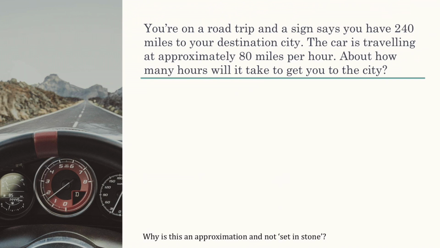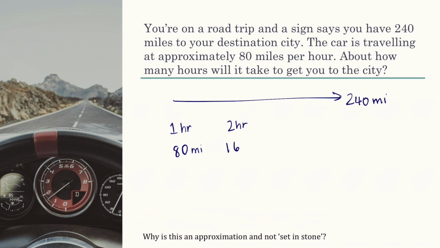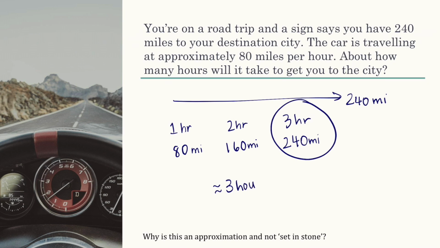Okay, so hopefully you paused it and tried it. If not, now you get to know the answer. So it's 240 miles, and we know you're traveling 80 miles per hour. So for 1 hour, you've traveled 80 miles. In 2 hours, you'll have traveled 160 miles. And at 3 hours, you'll have traveled 240 miles, which is what we wanted. So we can say it would take approximately 3 hours to reach our destination.